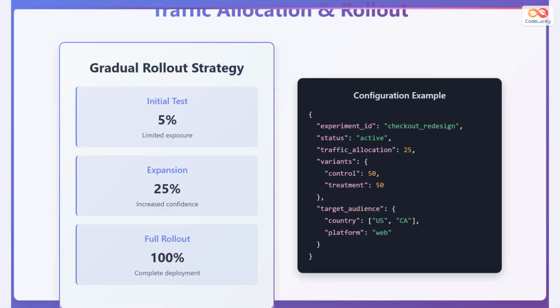A gradual rollout strategy involves incrementally increasing the traffic allocation to a new feature. This typically starts with an initial test exposing the feature to a small percentage of users, for example 5%. As confidence grows, the rollout expands, for example, to 25%. Eventually, if the results are positive, a full rollout deploys the feature to 100% of users. The configuration example illustrates how traffic allocation and target audiences can be defined for an experiment.